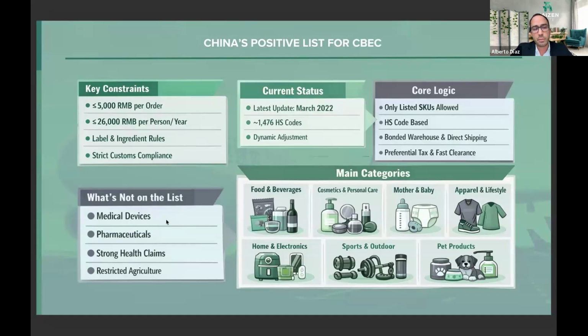The constraints, and the most important constraint to keep in mind, are basically that the Chinese consumers have a limit per order and per year of purchase, but these limits are high enough for most product categories to allow European SMEs to have a business around this cross-border system. 5,000 RMB accounts for approximately $600 per item. So unless there are products that have a higher ticket price than that, typically this is not really a constraint, especially to get started in the market.